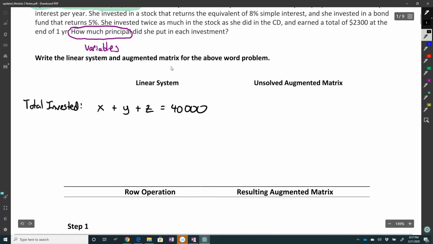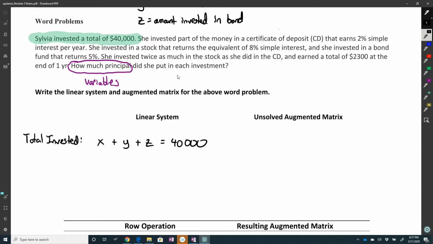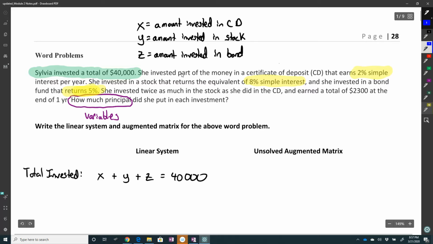So next, we're going to move to the second part. It says 2% simple interest for x, 8% simple interest for y, 5% simple interest for z. And so again, we know it's going to be linear because it's a linear problem. I mean, the whole example, everything we've been doing has been linear, but I want to show you why.